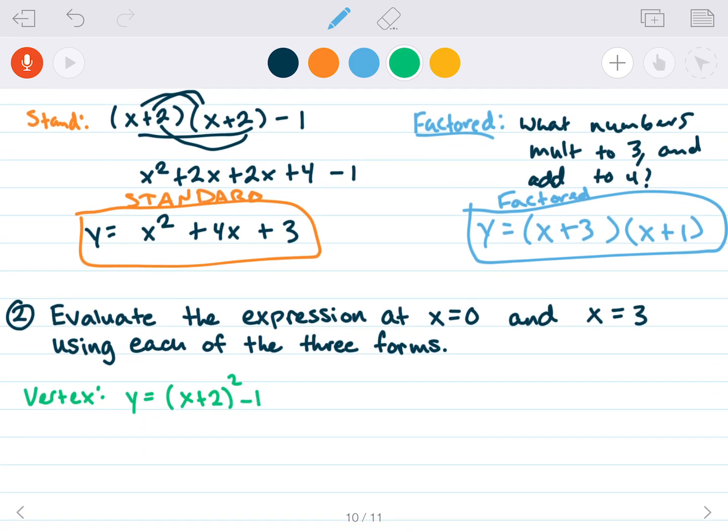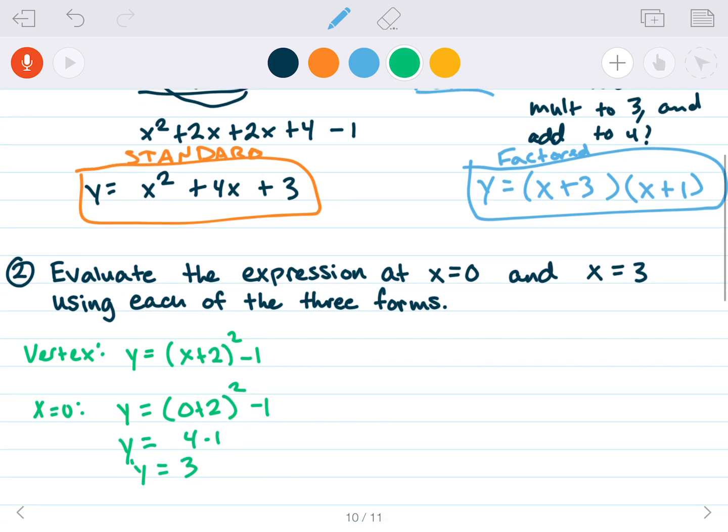So when I plug in x equals 0 for vertex, maybe I'll keep it in green. Just plugging in 0 where I see an x. So that's going to be 0 plus 2 squared minus 1. 2 squared is 4. 4 minus 1 is 3. So for vertex, when x equals 0, y equals 3.